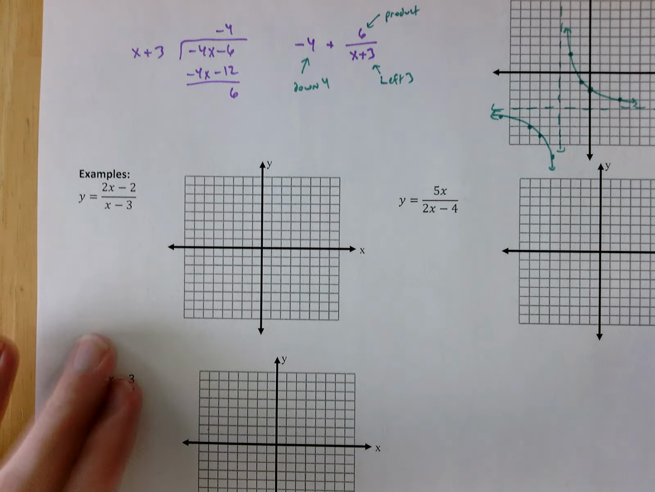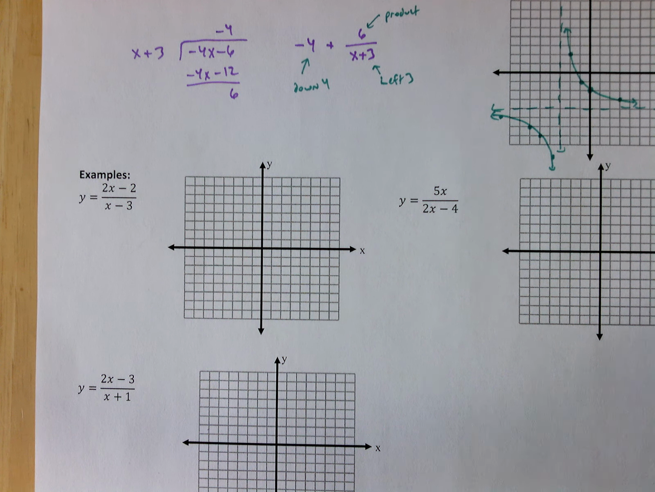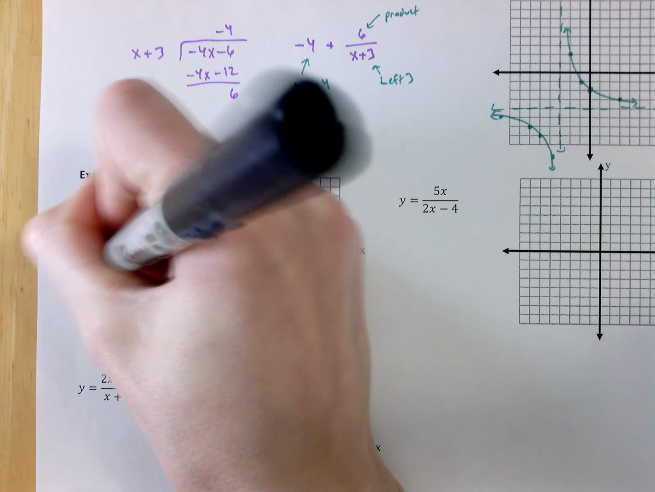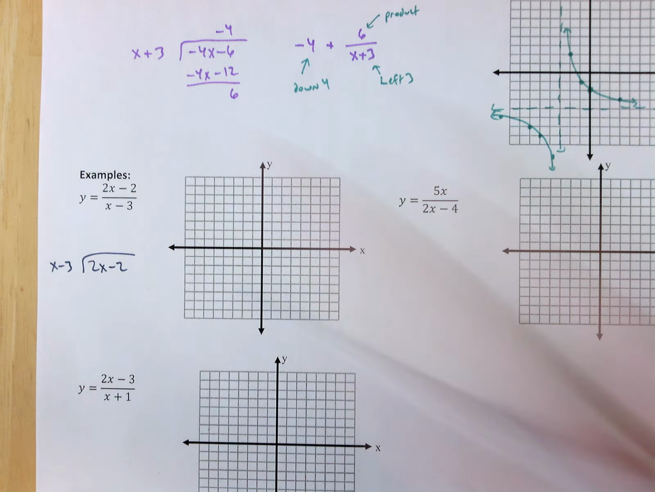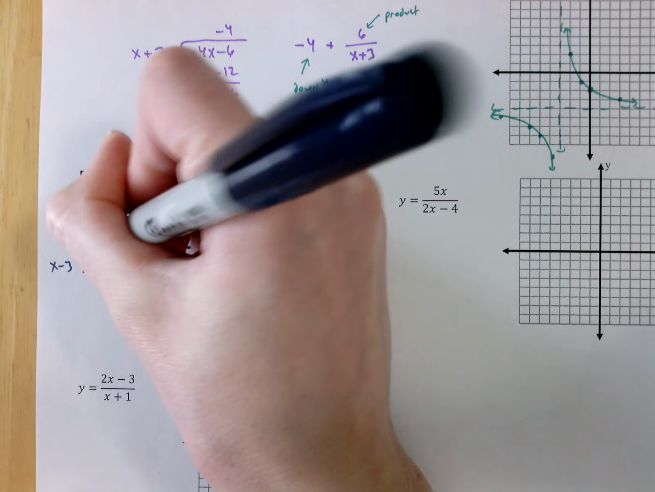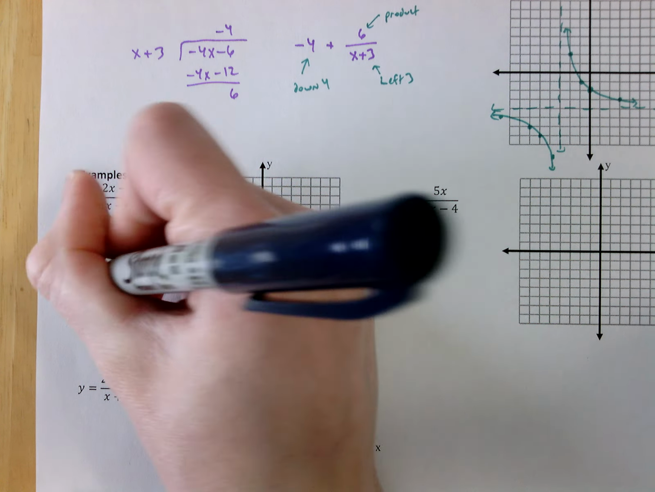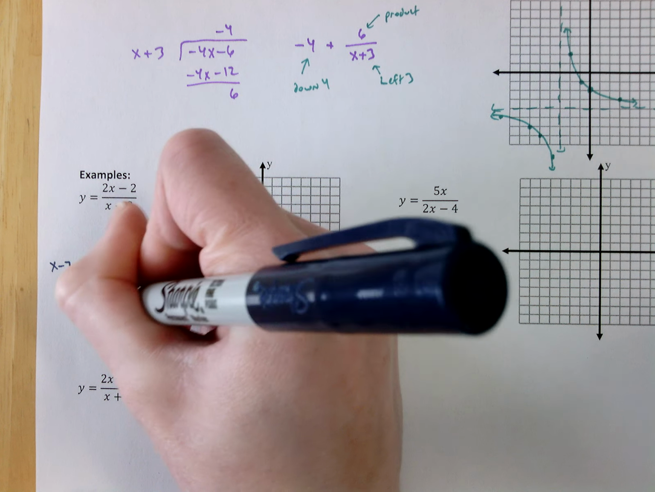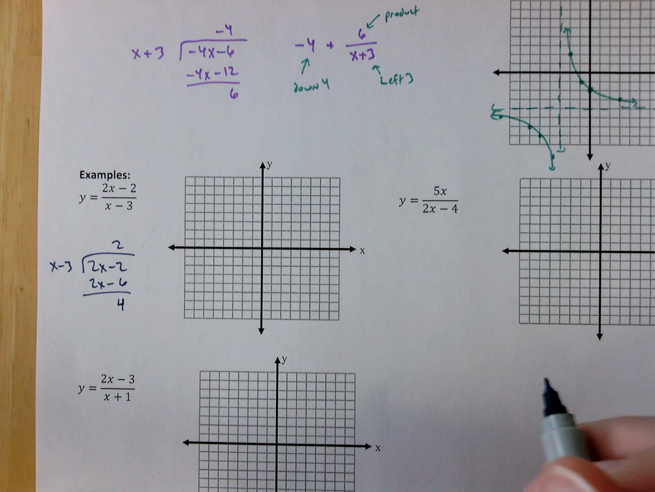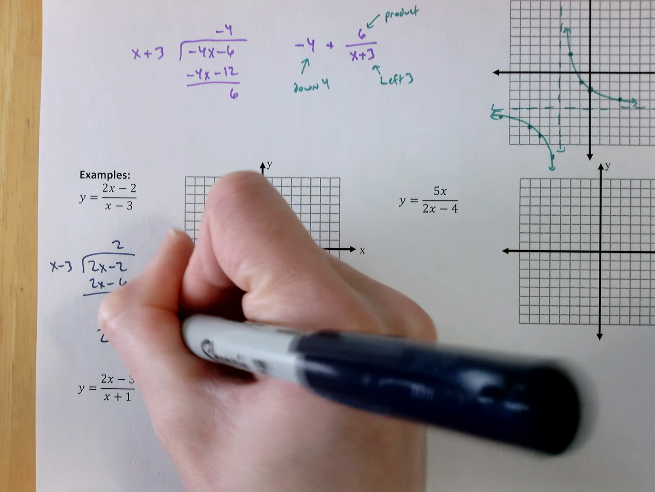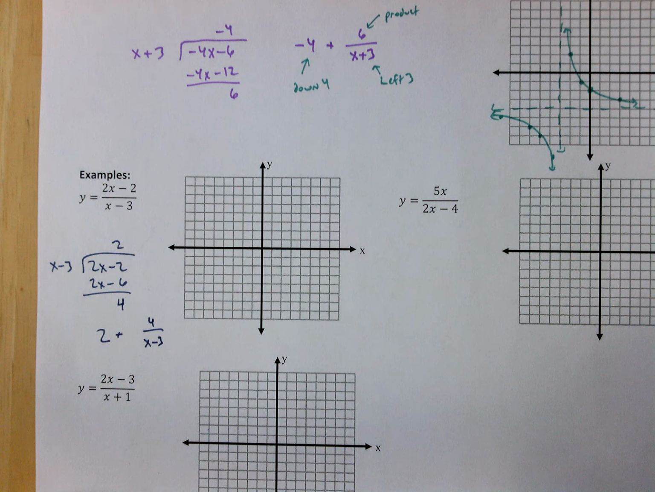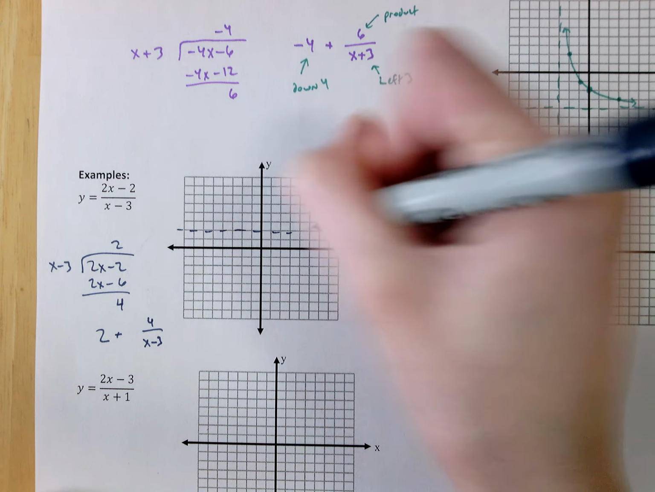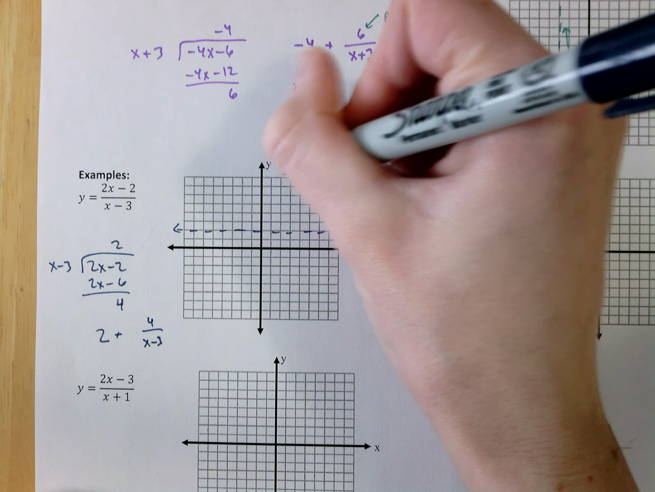All right, great. Let's take a look at a couple of examples down here. We're going to do both methods. For this one, I'm going to start by doing the long division method. So I'd have 2x minus 2, and I'm dividing it by x minus 3. I have to multiply x by 2 to get 2x, so that's 2x minus 6. Subtract, those cancel. Negative 2 minus negative 6 is 4. So it would be 2 plus a remainder of 4 over the thing we divided by. So I'm shifting up 2. I'm shifting to the right 3.